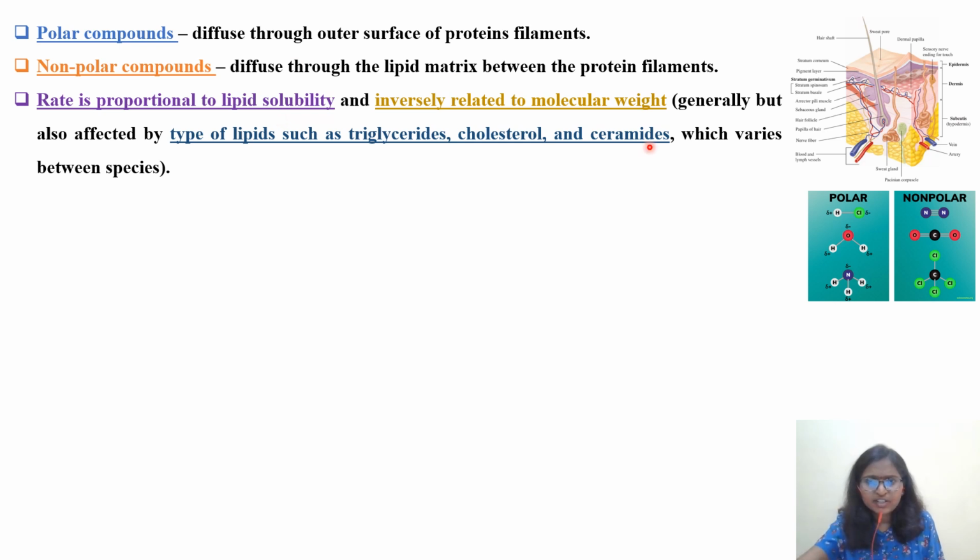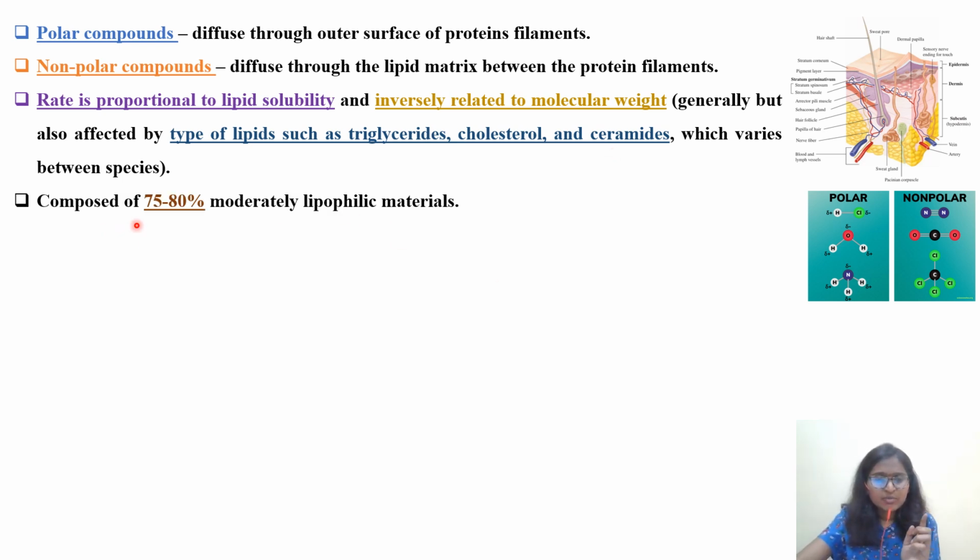As the molecular weight increases, diffusion through this layer generally decreases, but it is also affected by the type of lipids. For any statement there will be some exceptions. It depends on the phospholipid bilayer, based on lipid solubility. That lipid layer is also made up of different types of lipids like triglycerides, cholesterol, ceramides, etc., which vary between species, like mice, rabbit, dog.